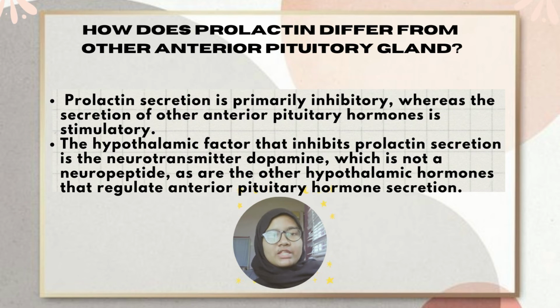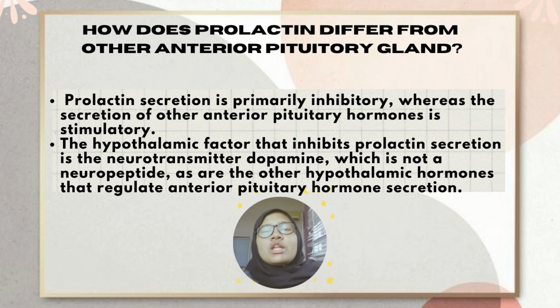Next, how does prolactin differ from other anterior pituitary hormones? The hypothalamic regulation of prolactin secretion by the anterior pituitary gland is different from the hypothalamic regulation of other pituitary hormones in two respects. First, hypothalamic control of prolactin secretion is primarily inhibitory, whereas the hypothalamic control of the secretion of other anterior pituitary hormones is stimulatory. Thus, if the anterior pituitary is separated from the influence of the hypothalamus, the secretion of prolactin increases, whereas that of the other anterior pituitary hormones decreases.